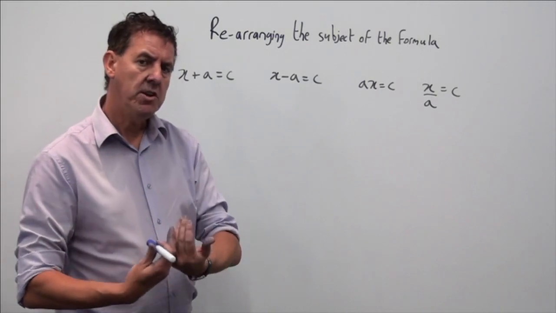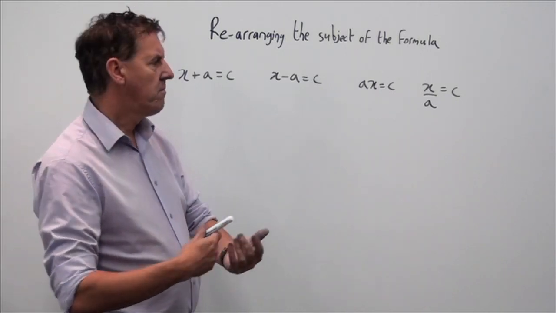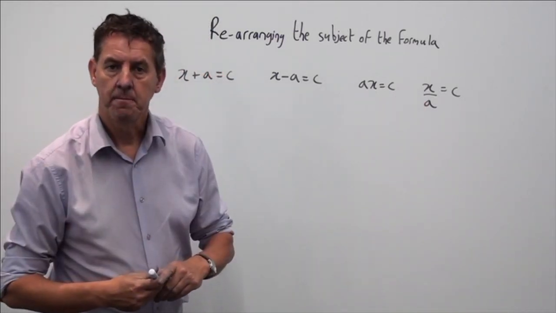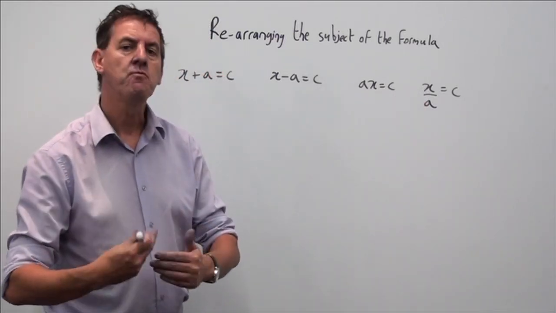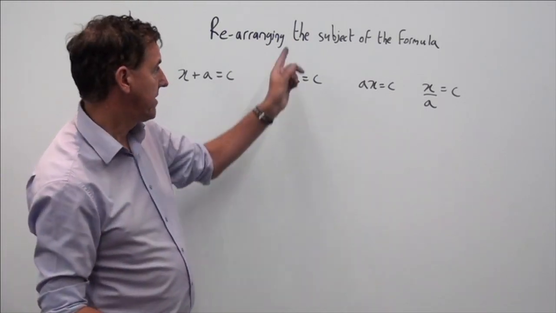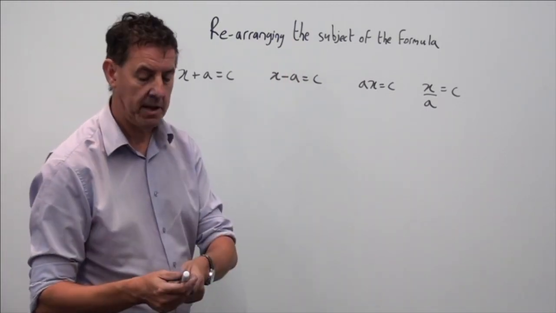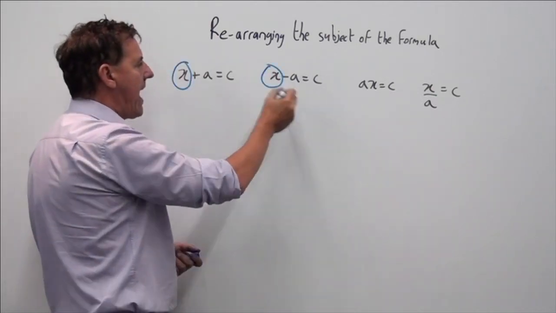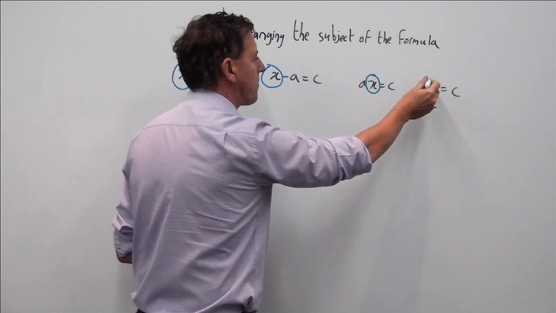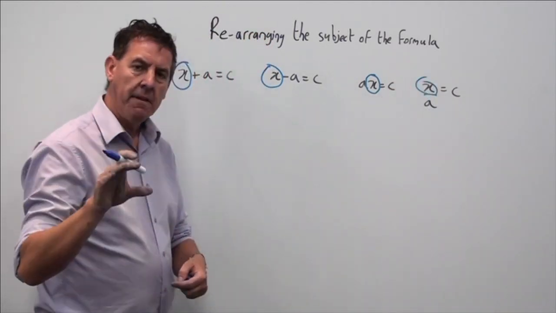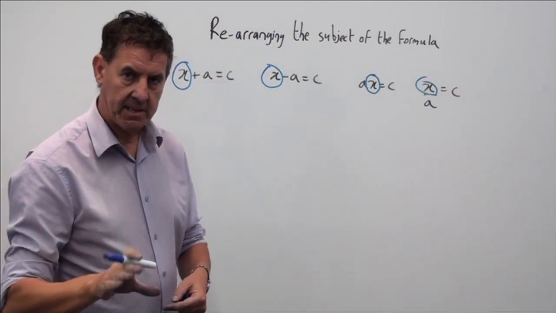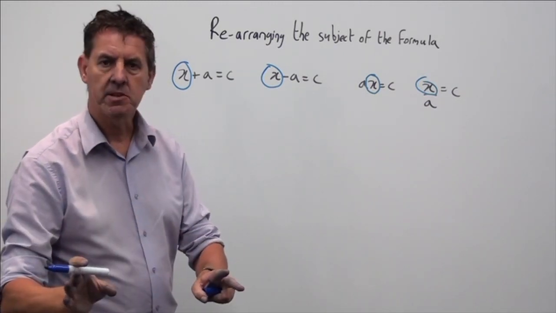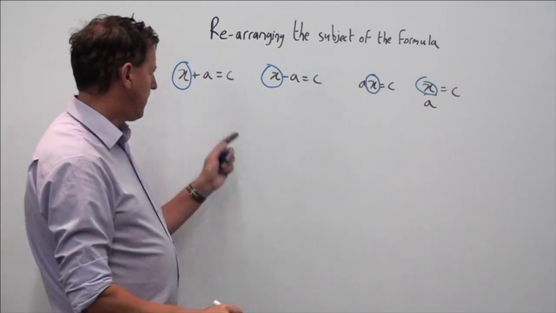So what we're going to do is make one of the other letters the subject of that formula. In other words, in order to do that, we have to rearrange the formula, hence its title, Rearranging the Subject of a Formula. In each of these, I'm going to make the letter X the subject of the formula. If you develop these four basic skills of rearrangement, you'll be able to rearrange anything to make something the subject of the formula. Let's start with the first one.